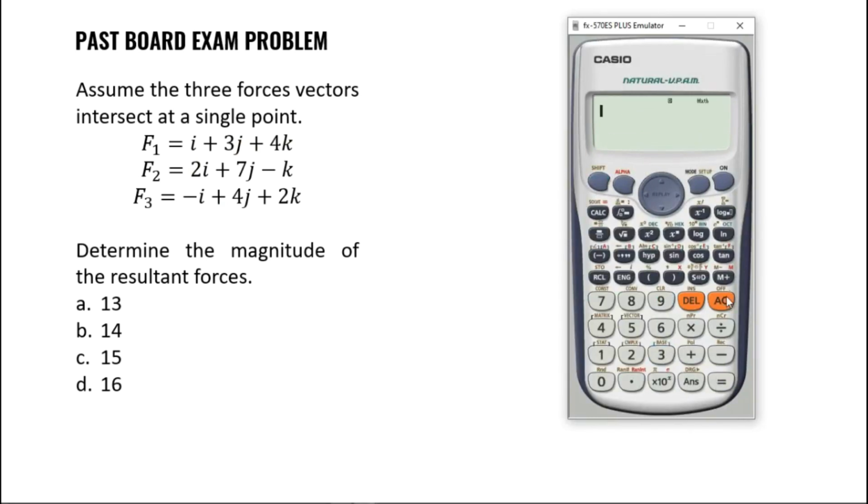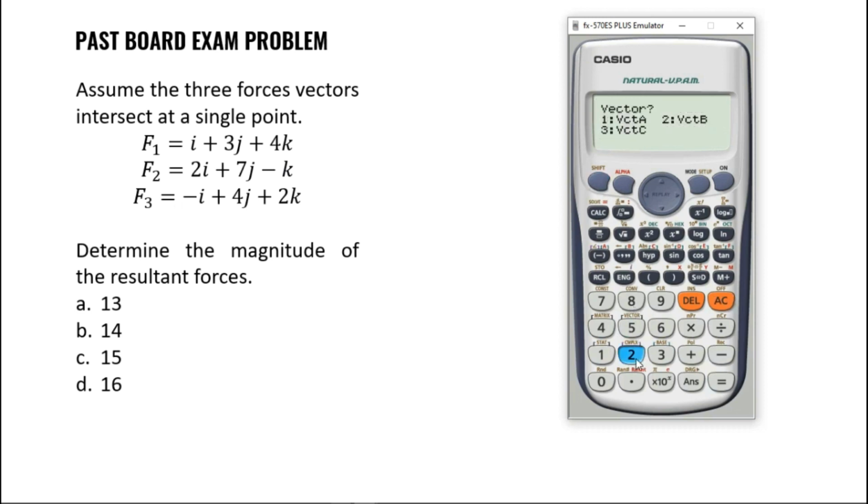Then after you clear, guys, punta tayo ng mode vector. So 8. Then after, input natin lahat ng vectors. So 1, we have here 3-dimensional. Then we have here 1 for vector A, force 1. So 3. Then we have here 4. Then AC lang. Then shift vector 5.